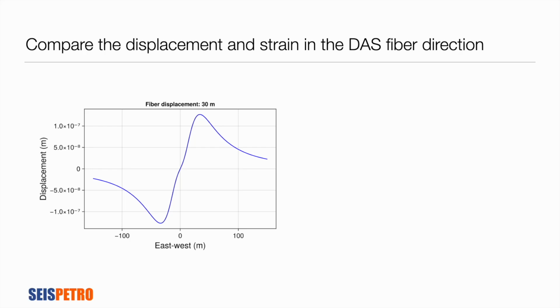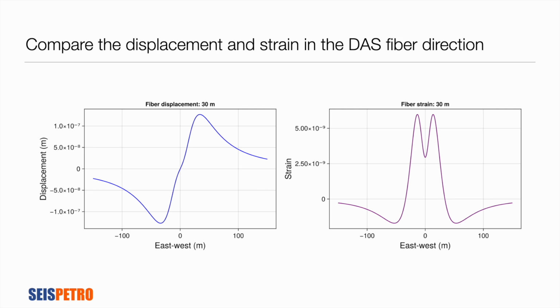The strain measured by this model fiber optic cable is just the derivative or slope of this curve, and the result is a simple symmetric strain curve that has two local maxima or peaks right here. There are also zero strain values, which correspond to the locations of the local minima and maxima in the displacement plot.